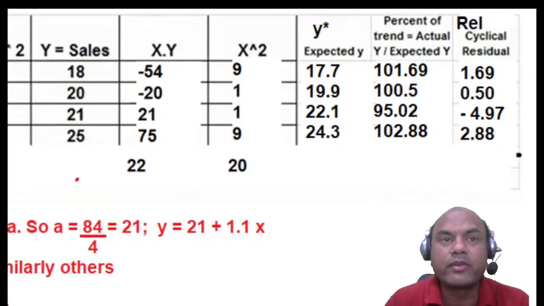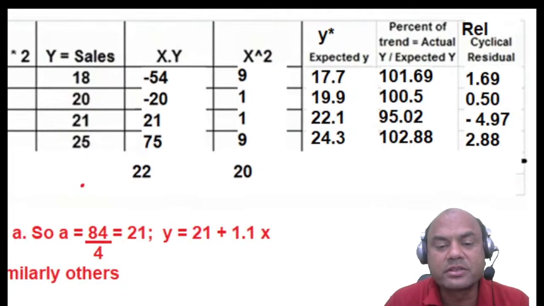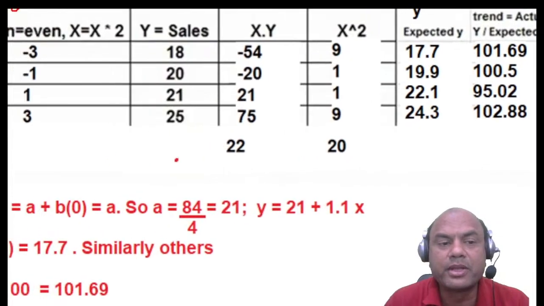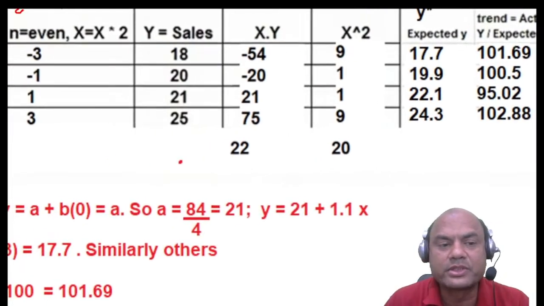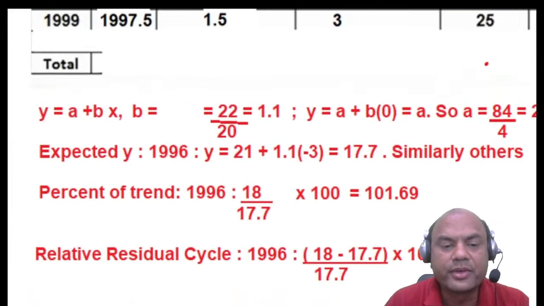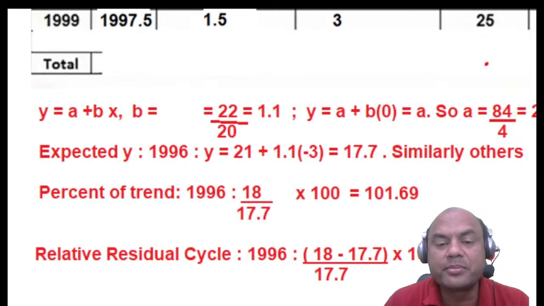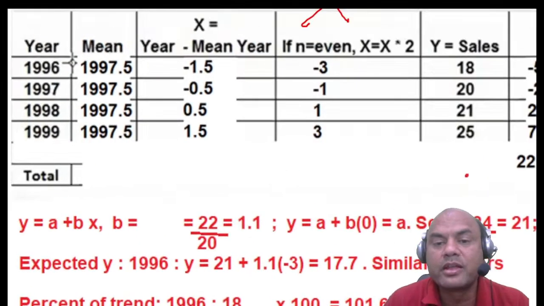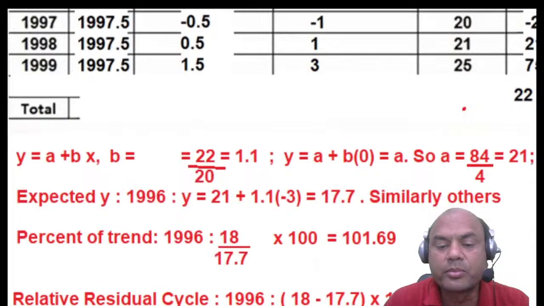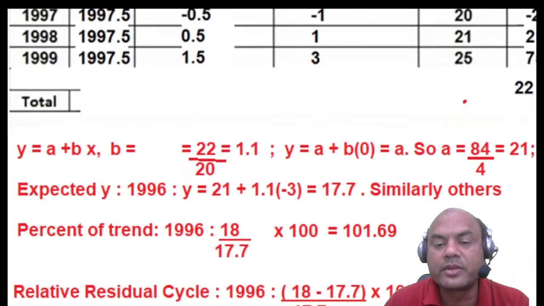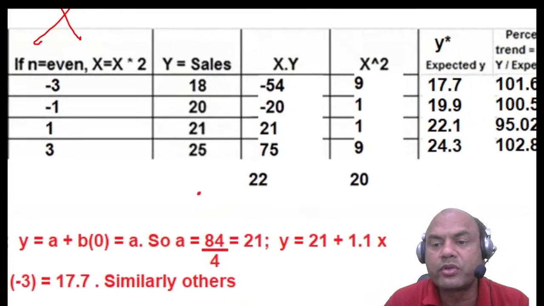What you do, you put all the values of X into it. First you put this value of X. See here, I have shown it over here. Expected Y for the first year, 1996. Y equals A plus BX, right? So 21 plus 1.1 into X, and X was minus 3. So put this value of minus 3, you'll get 17.7. So you've got this estimated Y as 17.7.